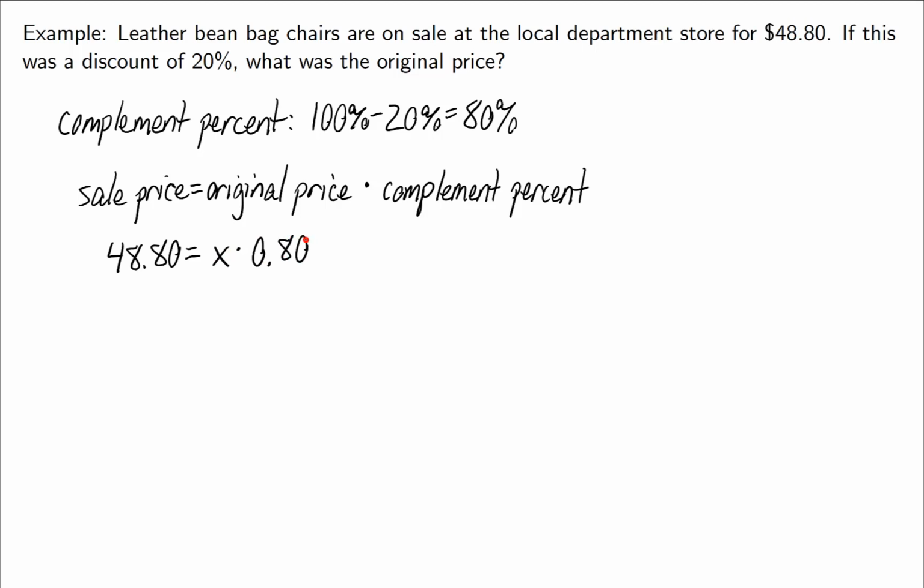You'll notice that the strategy that gets you here at this point is to divide by this 0.80. And if you do this on both sides, you should arrive at the original price by this formula. I get $61 was the original price of the item before the 20% discount.